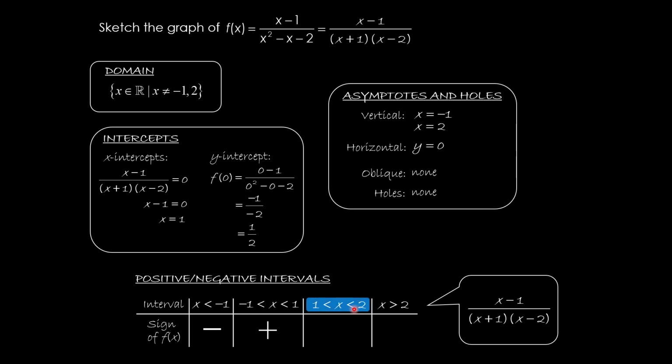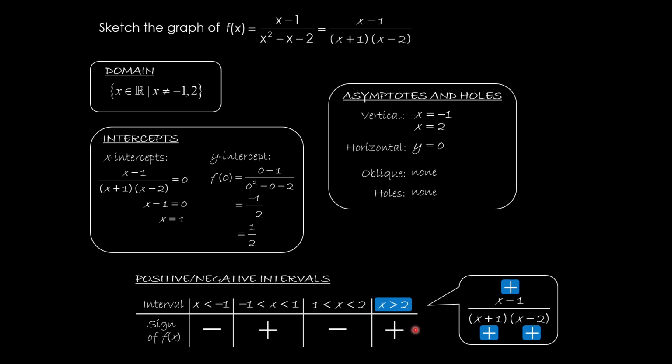Moving on to the interval from 1 to 2, if we sub a value between 1 and 2 in for x, say 1.5, what do we get? Well, we'll have a positive in the numerator. Our x plus 1 factor will end up being positive if we sub in 1.5, and x minus 2 will be negative. So you have a positive divided by a positive times a negative, which is going to give you a negative result. And lastly, x values greater than 2, well, we're going to get a positive for each of our factors here, which is going to result in a positive value for our function.